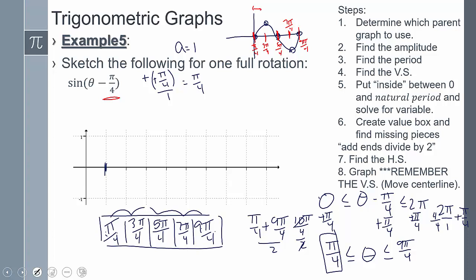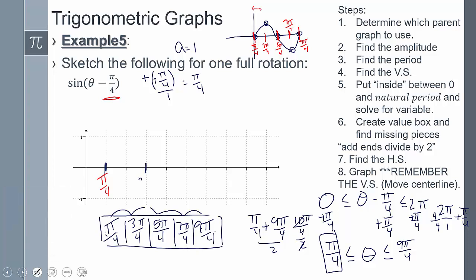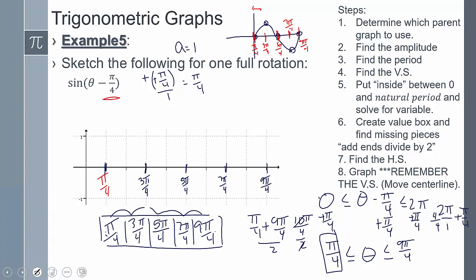So going through and graphing it, so we have pi force, then we have 3 pi force, that's going to be 5 pi force, that's going to be 7 pi force, and that's going to be 9 pi force. So it starts at the center line, goes up, crosses the center line, goes below, back to the center line. And then when you do that, you can just go through and you can graph it.